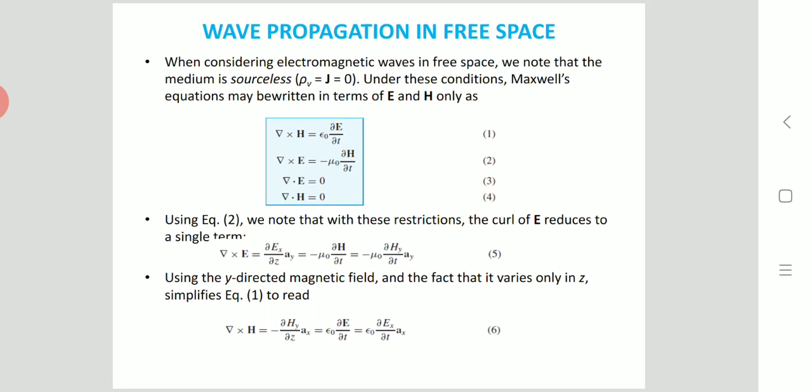So you can see in this slide that when considering electromagnetic waves in free space, we note that the medium is sourceless, that is rho v and J are equal to 0. So under these conditions, what happens? The Maxwell equations may be written in terms of E and H only as del cross H equals epsilon naught dou E by dou t, del cross E equals minus mu naught dou H by dou t, del dot E equals 0, and del dot H equals 0. All four are the Maxwell equations, where in free space rho v and J become equal to 0.